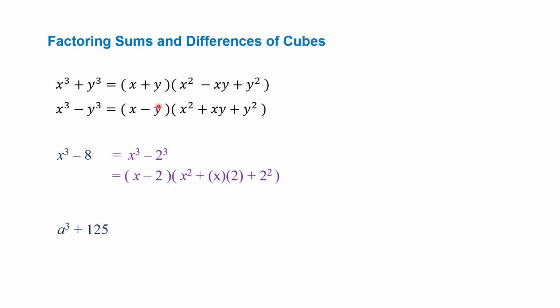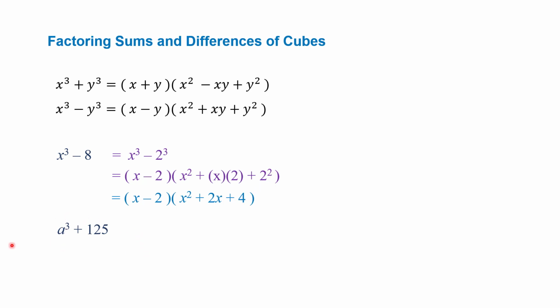So we have x minus 2 times x squared plus x times 2 plus 2 squared. And if we simplify the second bracket, we can rewrite our answer as x minus 2 times x squared plus 2x. X times 2 is exactly 2x, and 2 squared equals 4.